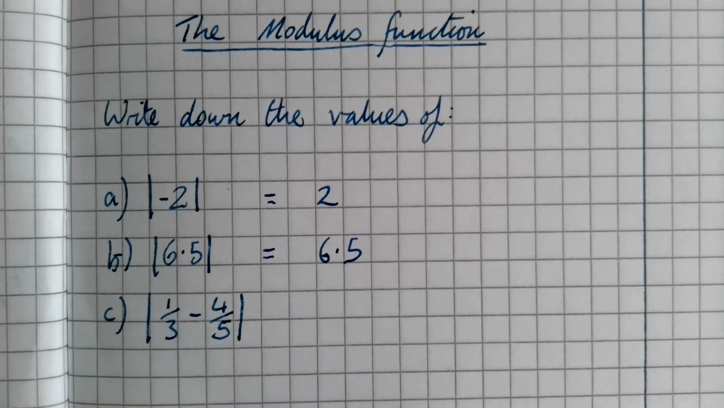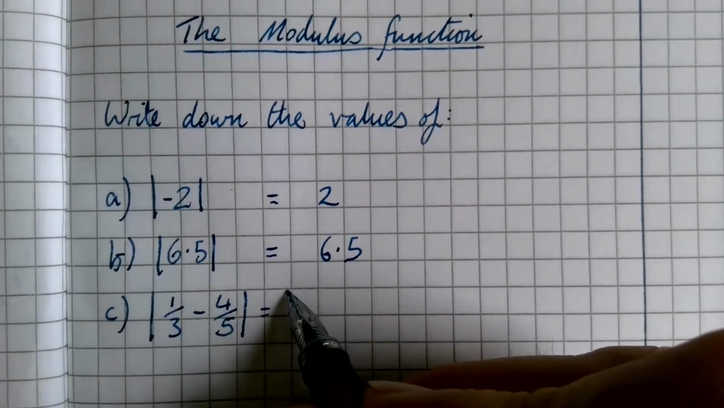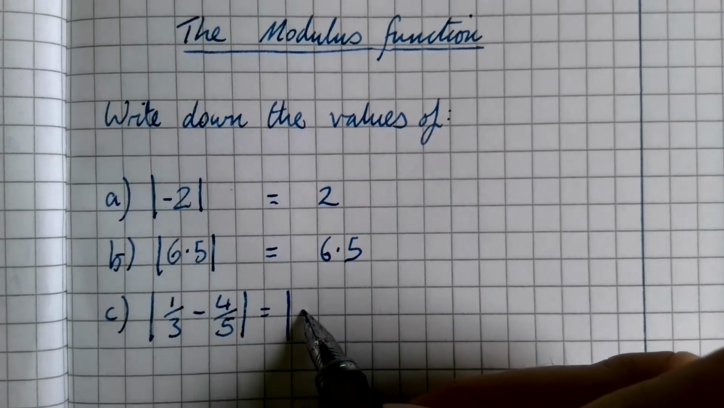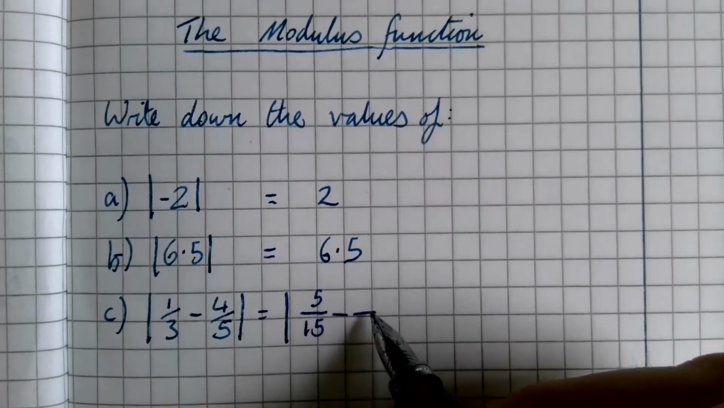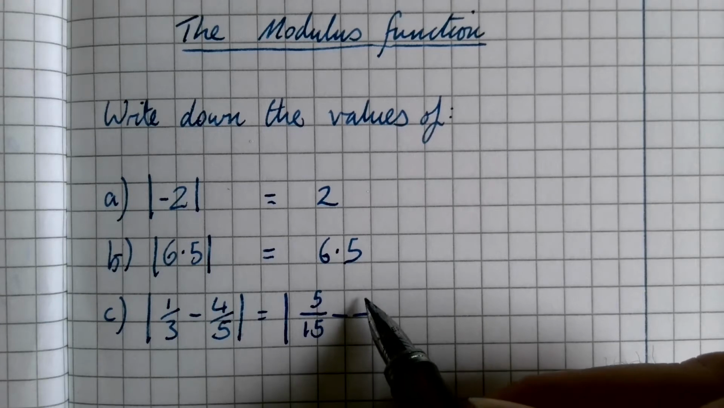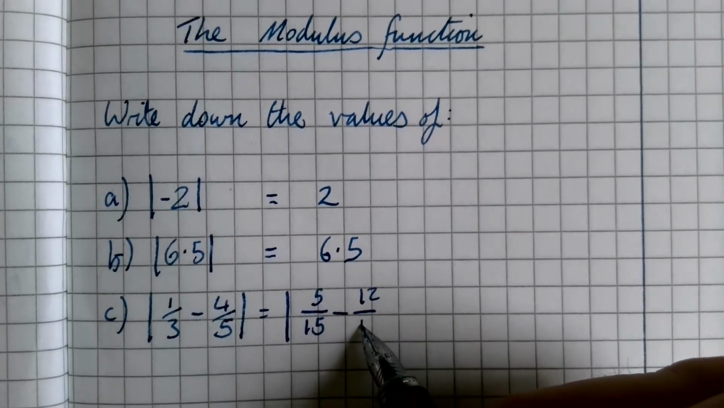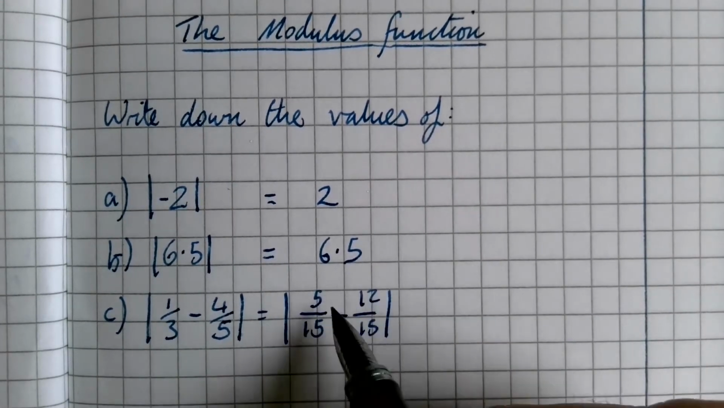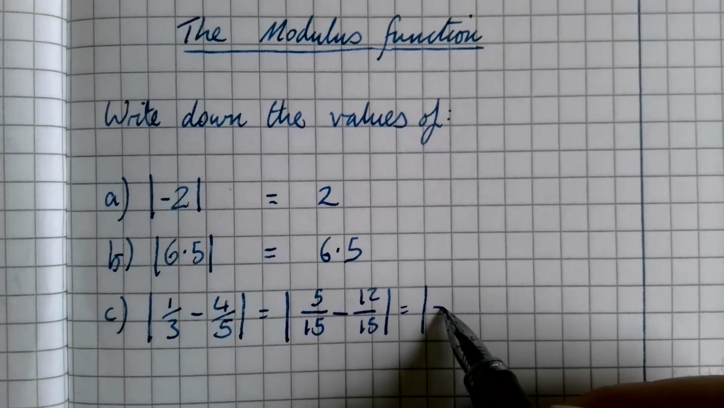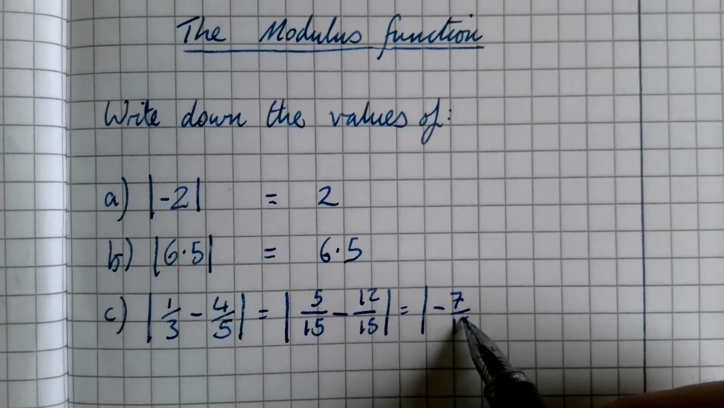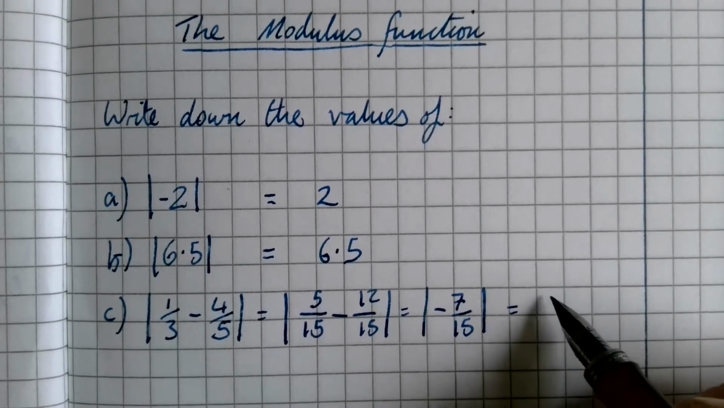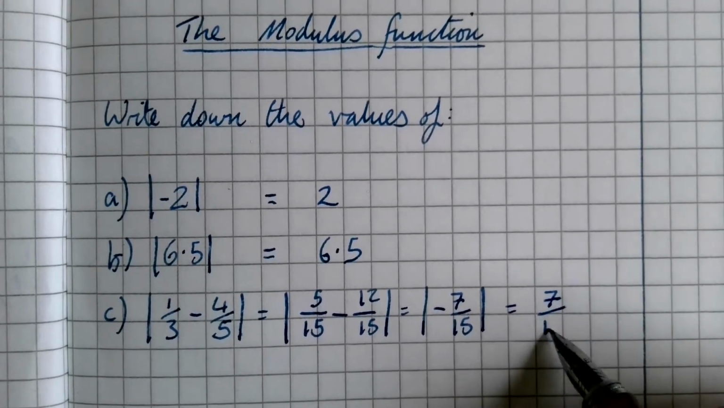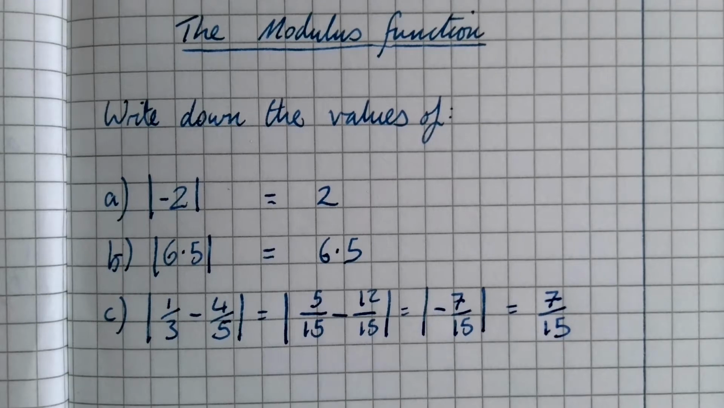A third take 4/5. Well, first of all, we need to work that out. So a third is 5/15. 4/5 is 12/15. So if I take 12 from 5, that would give me -7/15. But it can't be a negative, so it's just 7/15.